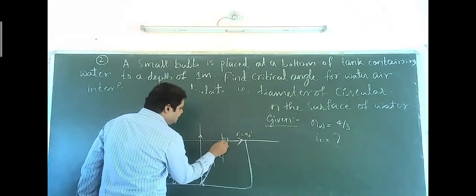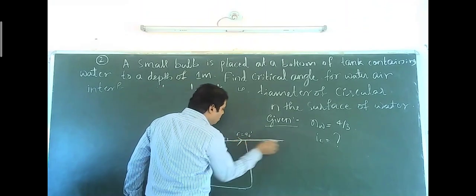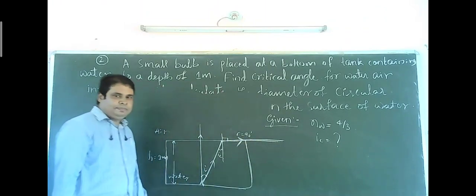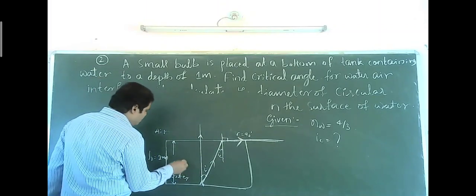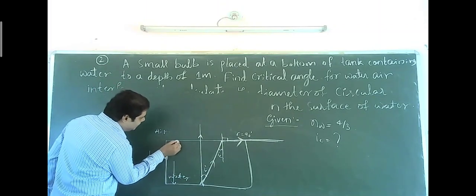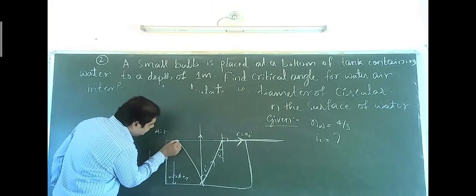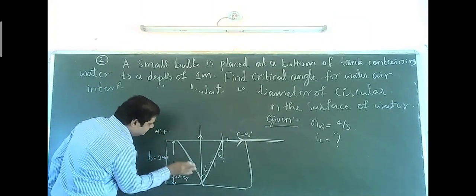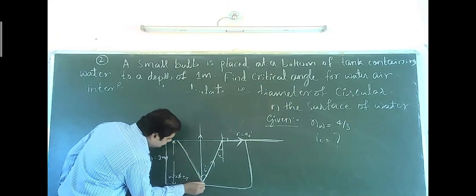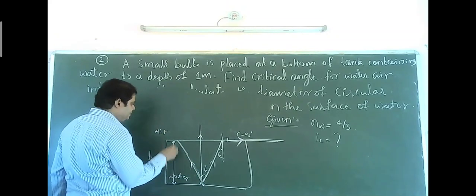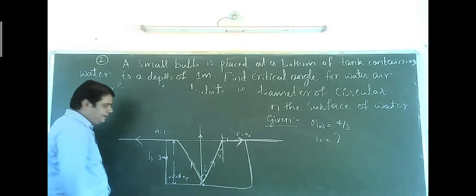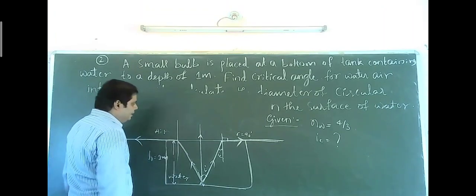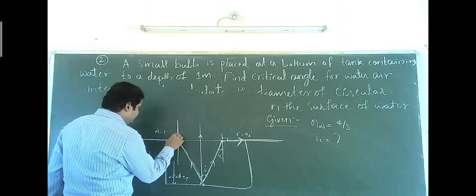This is R. This is the refracted ray along the surface separating air and water. You can consider one more ray here also. No problem in that. One more ray here, moving like this. It will also graze along the surface. Let us draw a normal.